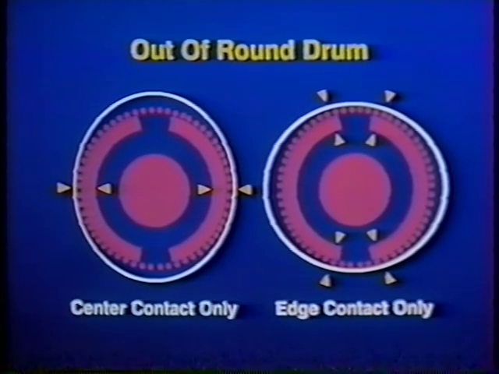Out-of-round drums have been distorted into ovals. During braking, their narrowest diameters contact only the center of each shoe. When rotated to the widest diameter, they contact only the shoe edges. As a result, braking power is reduced, block wear is uneven, and accurate adjustment is impossible in both positions. Bell-mouth drums are spread at the outer edge, reducing the force of block contact. The result is reduced braking effectiveness and rapid uneven block wear.